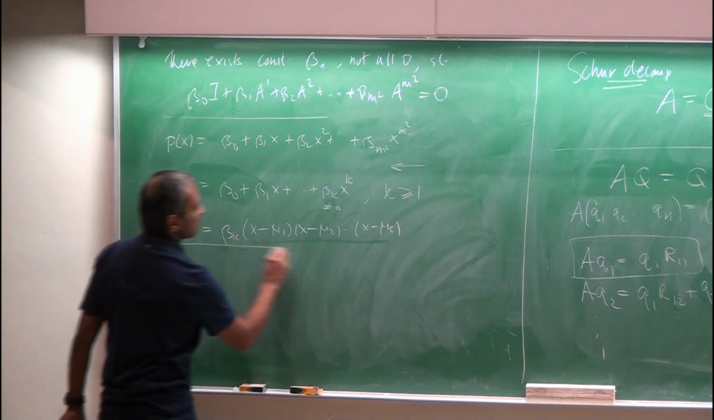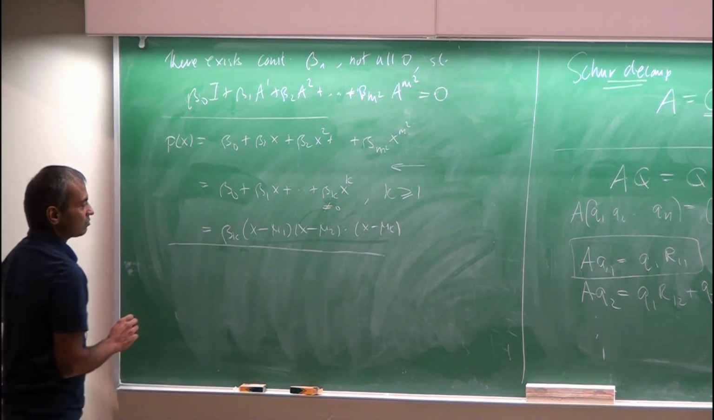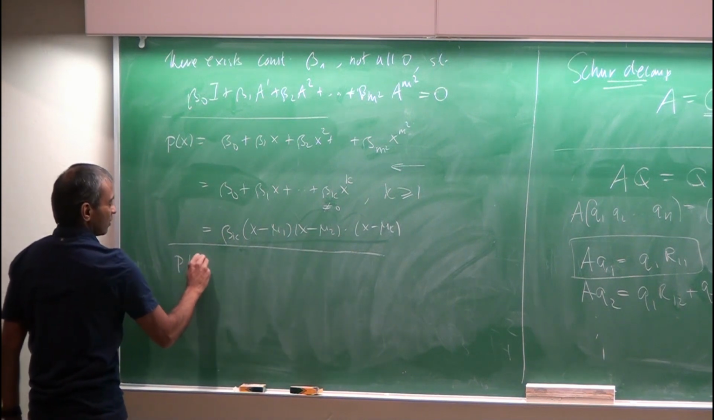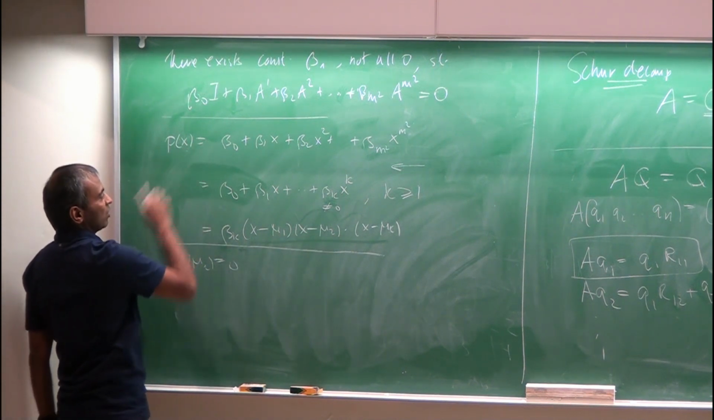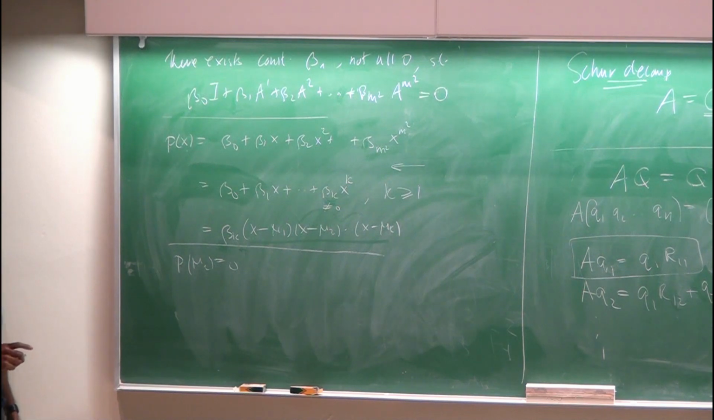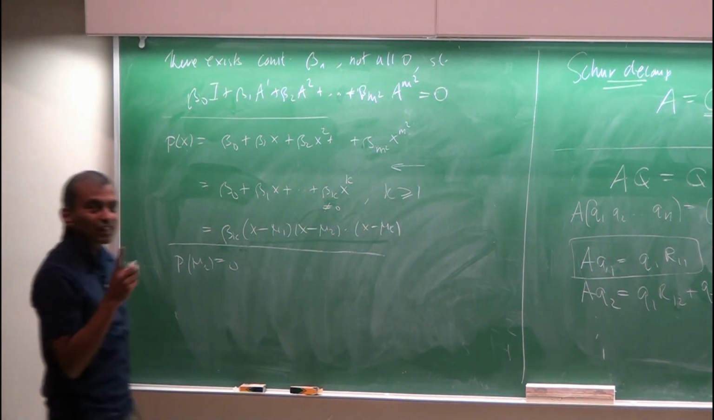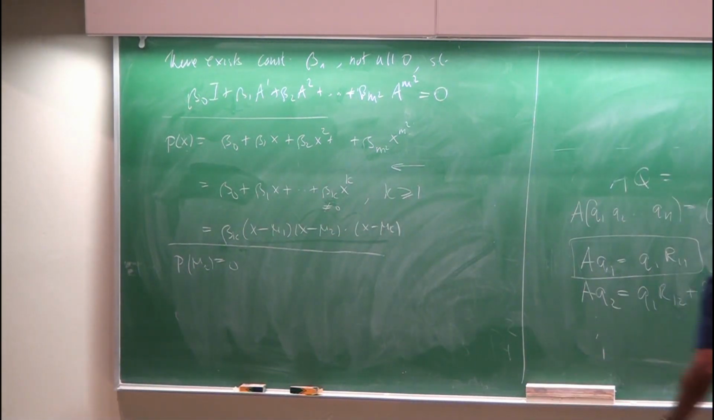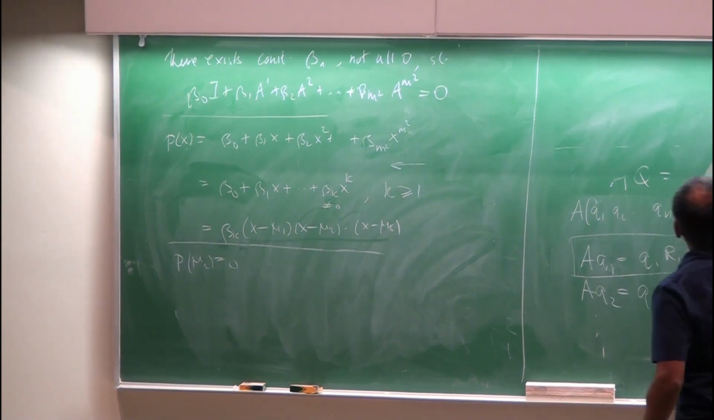Now comes the important part. We know that if I pick x to be mu1 or mu2 or mu k and stick it in this polynomial, I get a 0. That's the key thing. So these mu's are zeros of this polynomial, and there's at least one mu, so k is at least 1. Be careful about that.